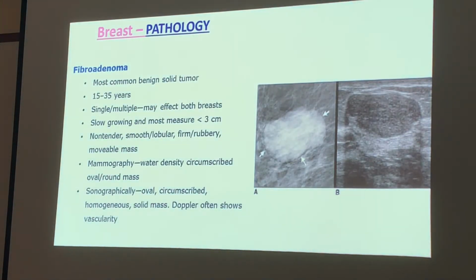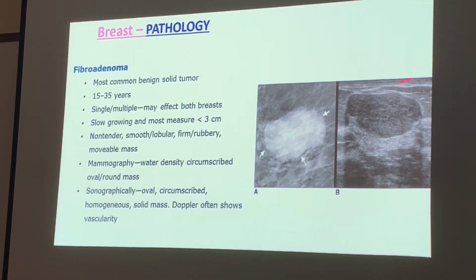So a fibroadenoma, guys, is the most common benign solid tumor. Fibroadenoma is the most common benign solid tumor. It affects women 15 to 35 years old, may be single or multiple, and may affect both breasts. Non-tender, smooth, lobular, firm, rubbery, and movable mass.